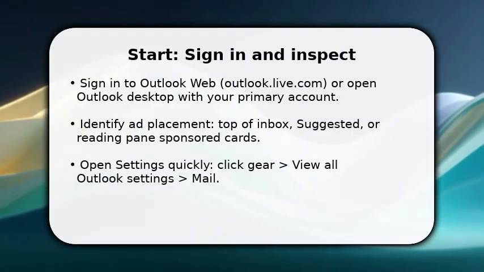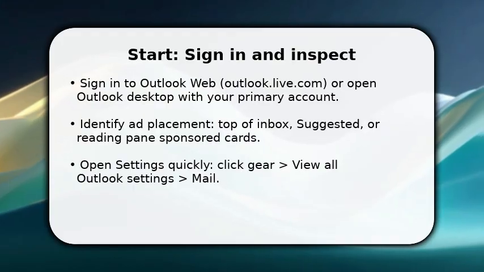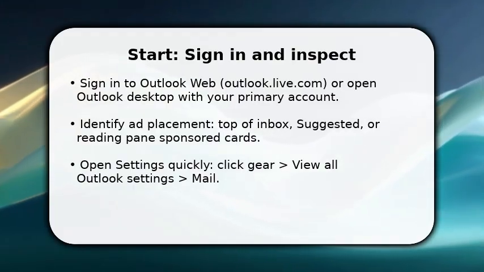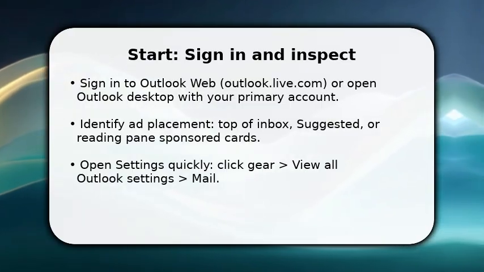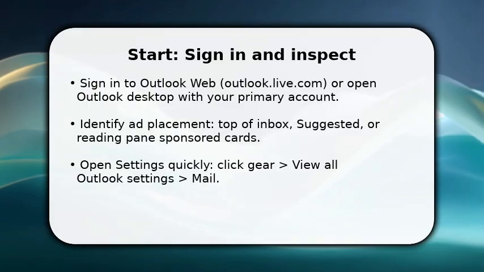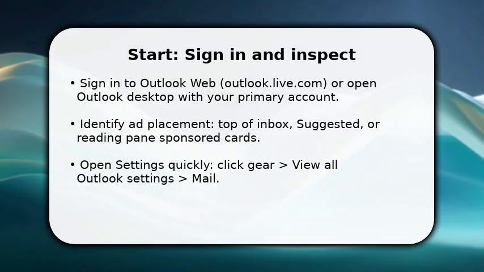You're signed in, good. First, check where the ads appear so you know what to change: top results, suggested messages, or banner cards in the reading pane. Once you know the location, open settings and go straight to mail options. You'll act on layout, external content, and rules.